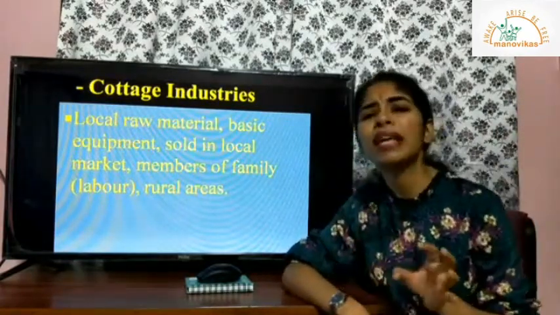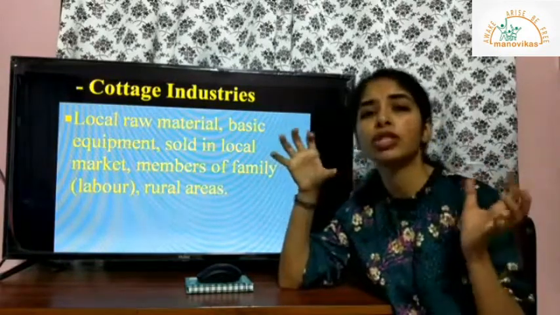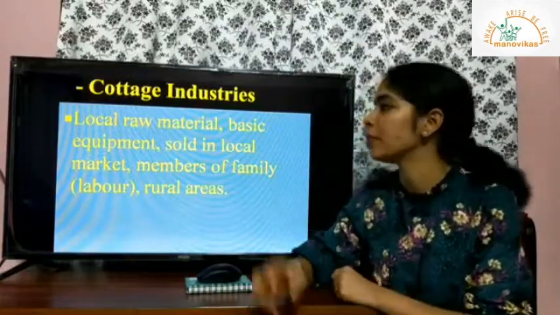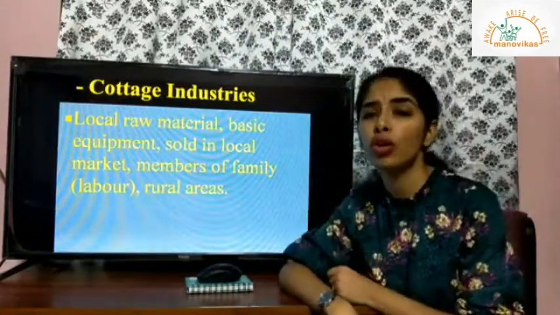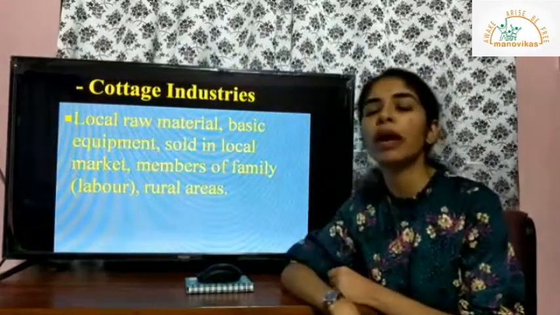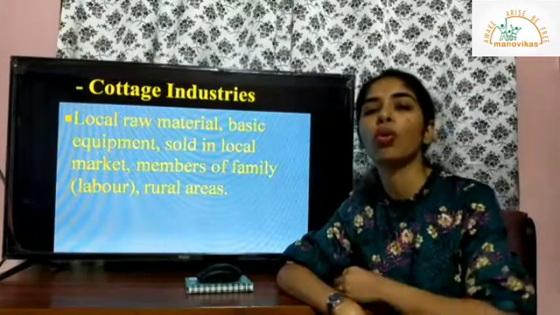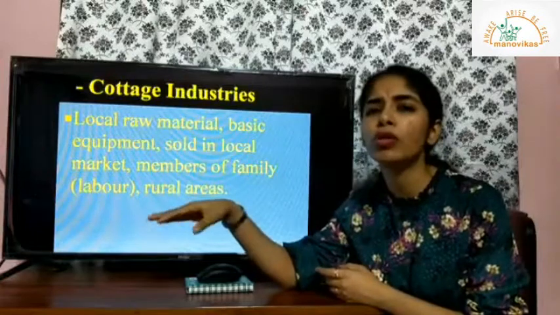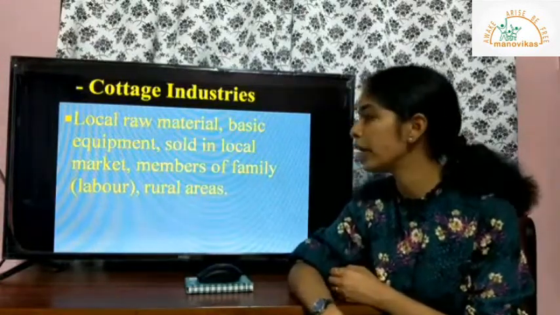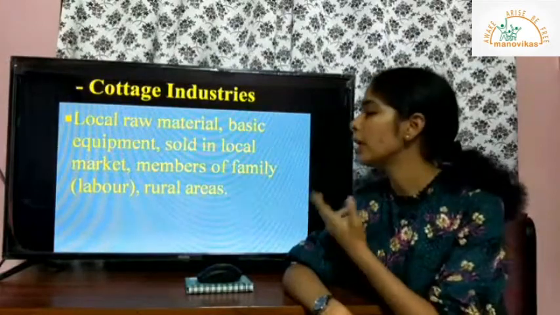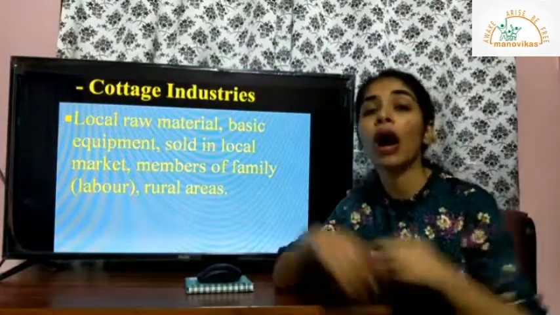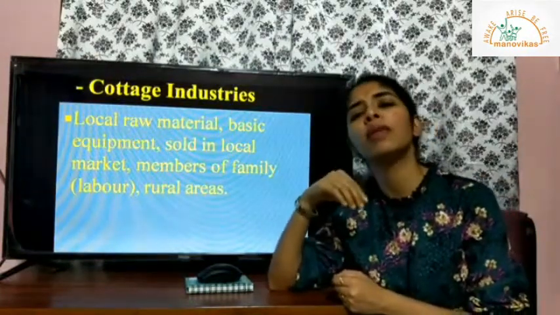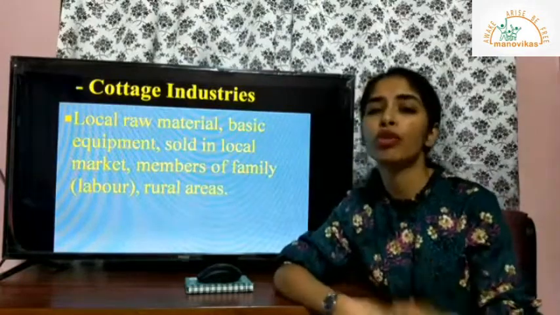Then they use basic equipments. Okay, no high-end machines are used, but mostly work is done by hands or small equipments. And then the product is sold in the local market. Whatever is produced by cottage industries, it is not sold in the international market or the national market, but to whatever market is available close by, the products are sold there. And the members of the family provide the laborers. Okay, now highly skilled laborers are not required here. Whoever is available locally, they come and help in the production of goods.